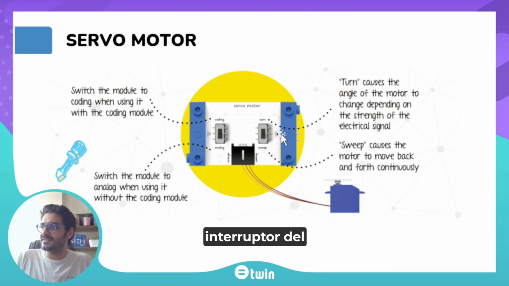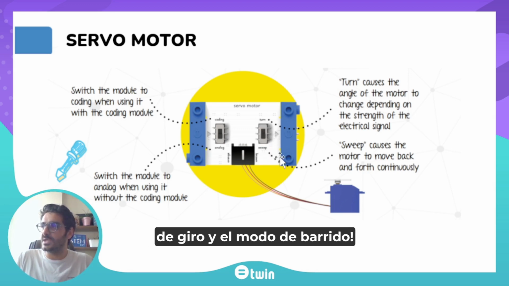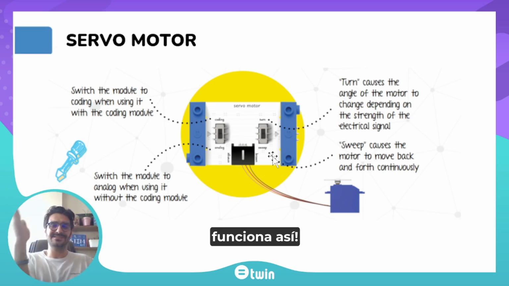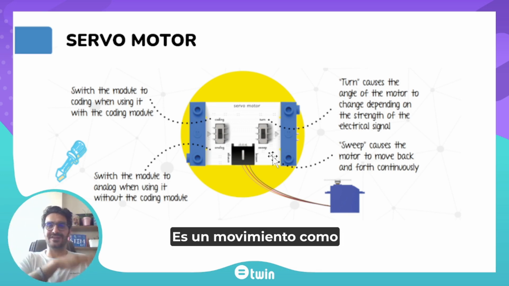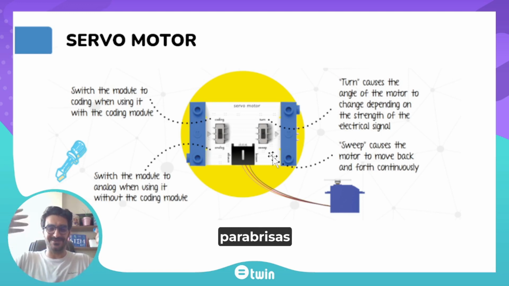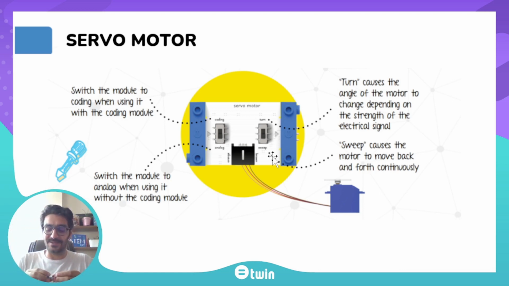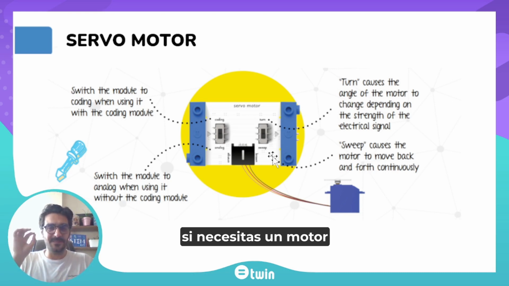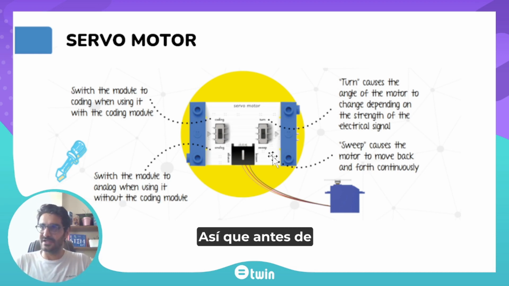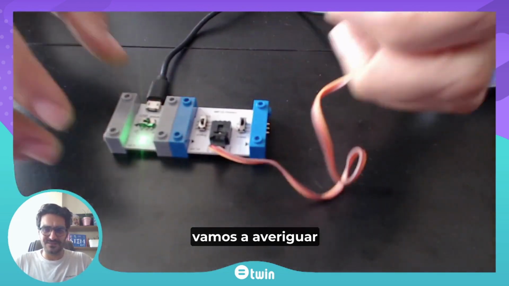And there is another switch at the right side, and there's turn mode and sweep mode. Sweep mode actually works like this. It is kind of a cleaning motion of your window if you are inside of a car. So if you want to keep your windows clean, you need servo motors. And the turn mode, if you want the servo motor to go to a specific angle, you can use turn as well. So before making it more complicated, let's figure it out together.